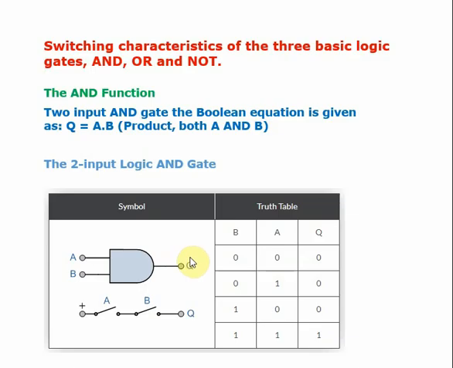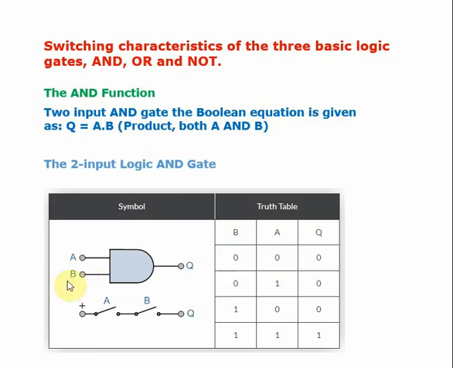1 means there will be 5 volts, right? Only then will you get 5 volts here. 1 and 1, then only you get 1. If 1 and 0, no, it can't light. Then 0 and 1, can't. 0 and 0, can't. So this is known as a truth table: whatever the output is for all possible combinations.